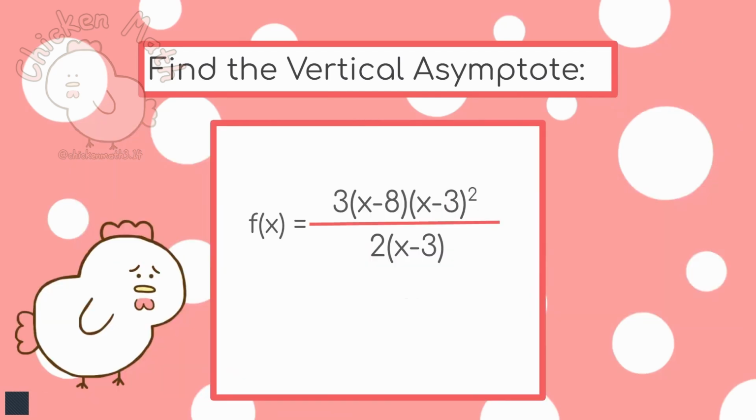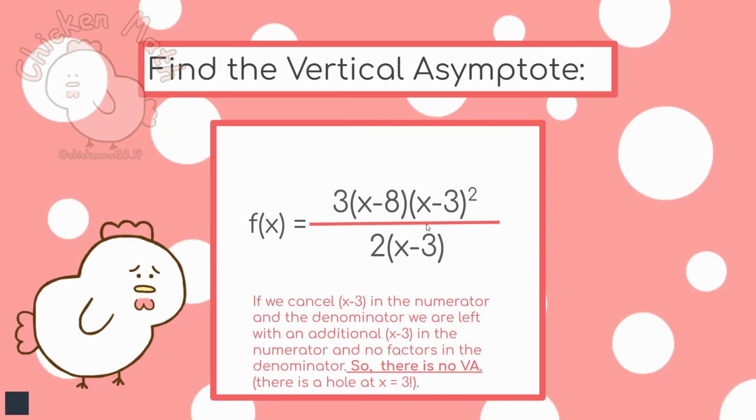All right, guys, so this is the next example, and this one's already all factored out. So if we cancel the x minus 3 in the numerator and the denominator, we're left with an additional x minus 3 in the numerator, and that's not the definition of a vertical asymptote. So in this example, there's no vertical asymptote. However, there is something known as a hole at x equals 3, which you will learn about in the next lesson.